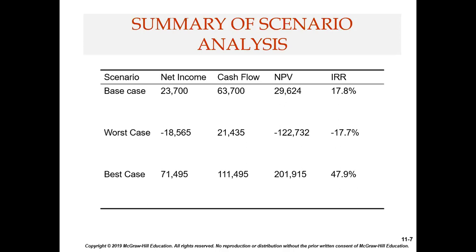Okay, but we can calculate our internal rate of return in your calculator using your cash flows and your initial investment. And you can see under the base, we get a 17.8%. Under our worst case, it's negative 17.7. And under our best, it's 47.9. Now, the suggestion is, in this kind of scenario, go somewhere in between base and worst, and somewhere in between base and best. Maybe do 5 different calculations.